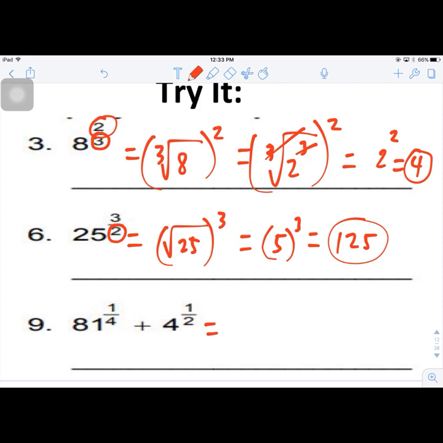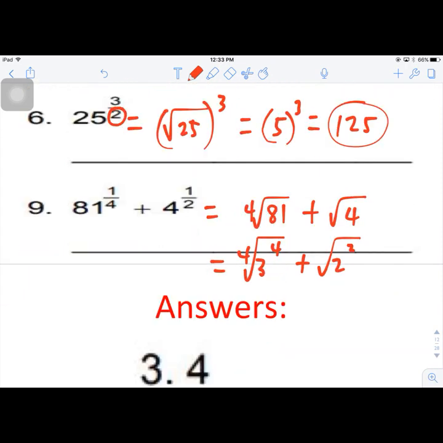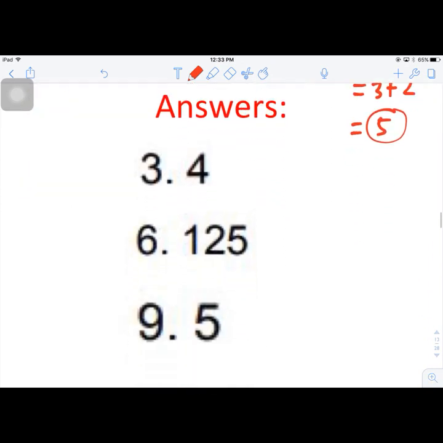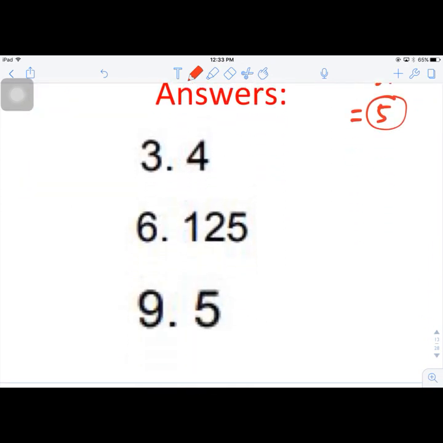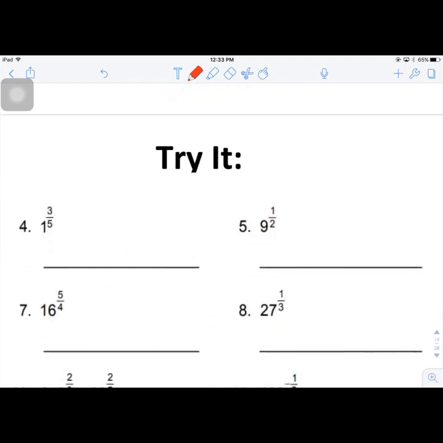Next problem is going to be the fourth root of 81 plus the square root of 4, and we know that 81 can be 3 to the fourth power, and then the square root of 4, we already know that is 2 squared. So let's simplify that. The 4's cancel out the fourth root. The 2 cancels the root. We have 3 plus 2 gives us a grand final of 5. Here are the answers again for you to review. And that is the next set of questions that we get to try.